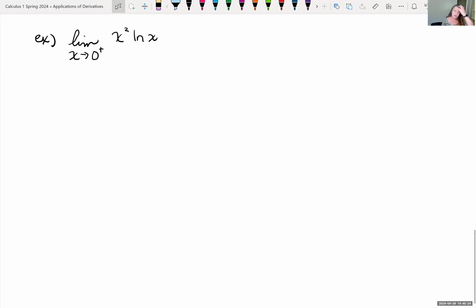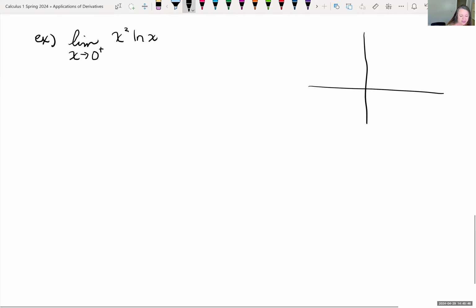So looking at another example that is going to give us an indeterminate form where we're going to have to manipulate it to use L'Hopital's. So if you have the limit as x is approaching 0 from the right of x squared times the natural log of x. It would be helpful if you remember what the graph of the natural log of x looks like. Notice as we're approaching 0 on the right-hand side, that's shooting down to negative infinity. And so we're getting something like 0 times negative infinity.